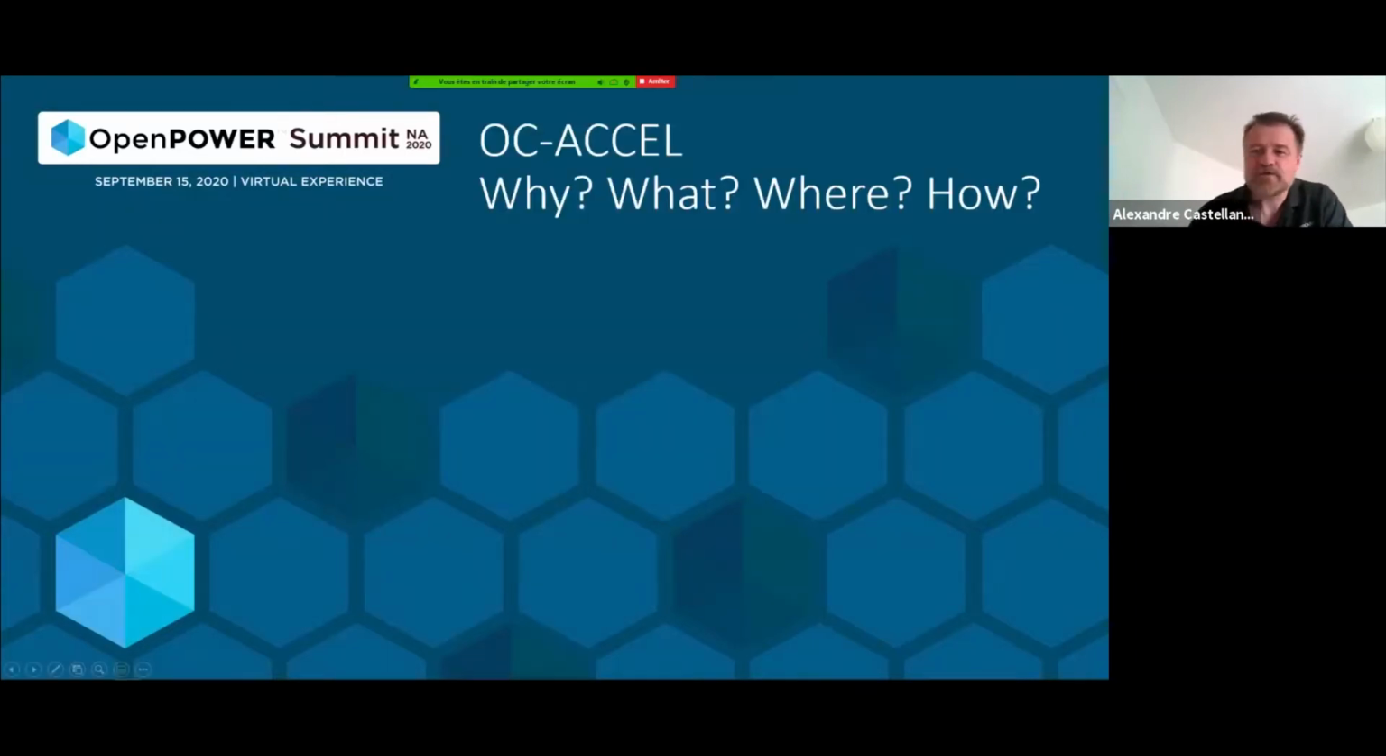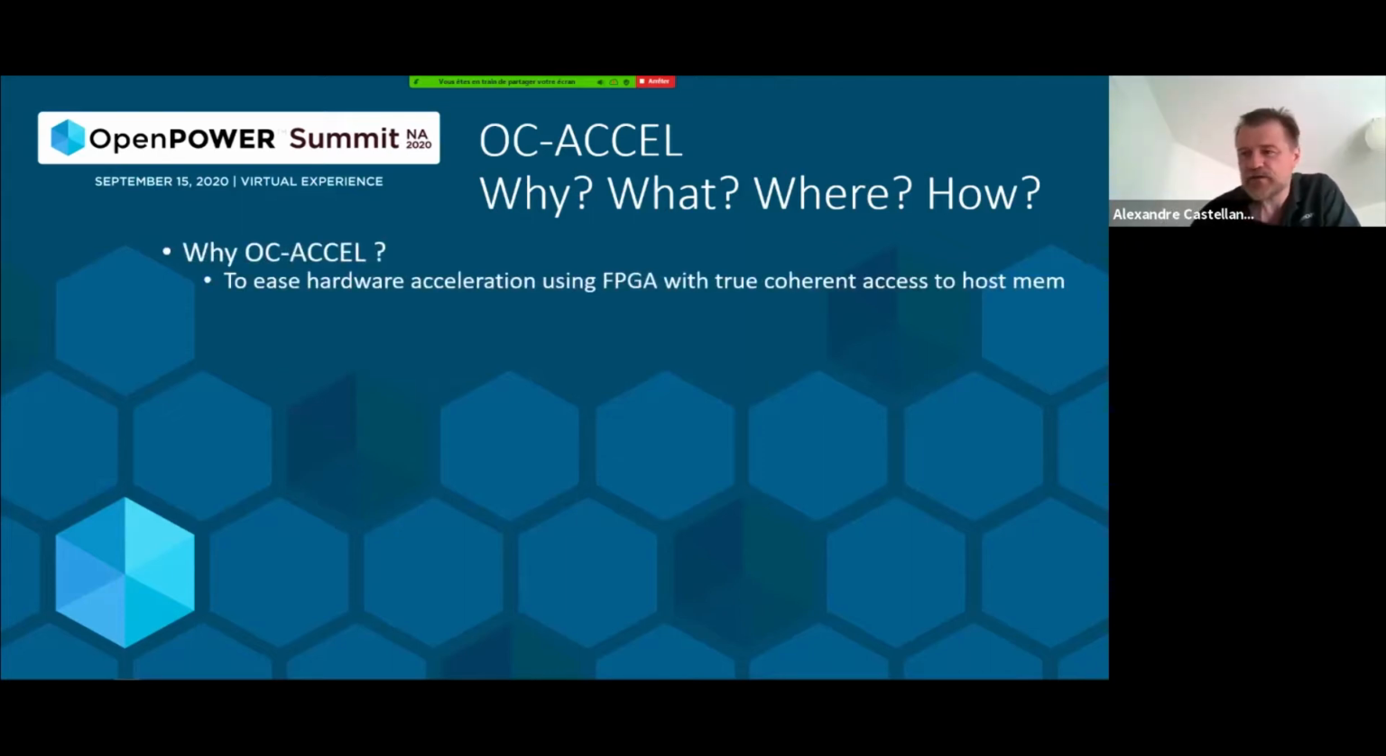So the first question we might raise is, why do we need the framework, what is it, where can we find it, how can we use it? We'll try to answer these questions very briefly. OC-Accel is a framework that uses hardware acceleration using FPGA. We'll see in a minute what an FPGA is. And we use it through the coherent access that OpenCAPI provides on Power systems.